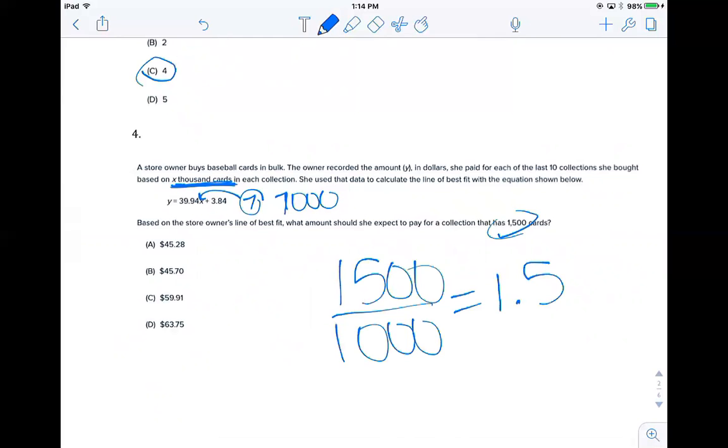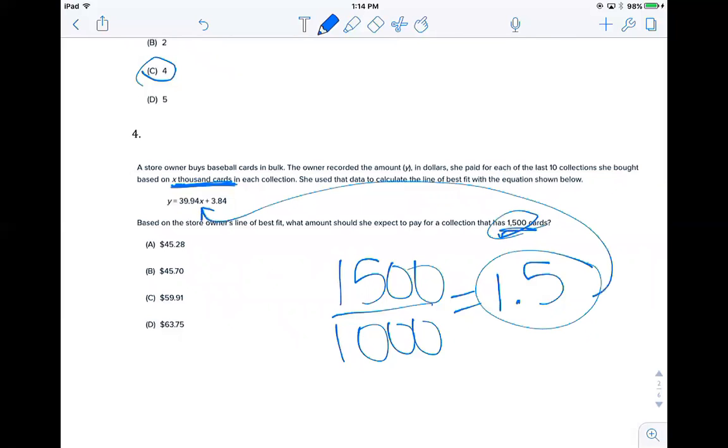So we can't plug in 1,500 right into that. It's not going to work. The answer is not going to pop up. So we have to consider writing our X in thousands. So if you take 1.5 times 1,000, you would get the original. So we're going to take 1.5 and we are going to substitute it in for X. So we're going to take 39.94 times 1.5, and then we're going to add in our 3.84. And that gives us our 63 with 75 cents.